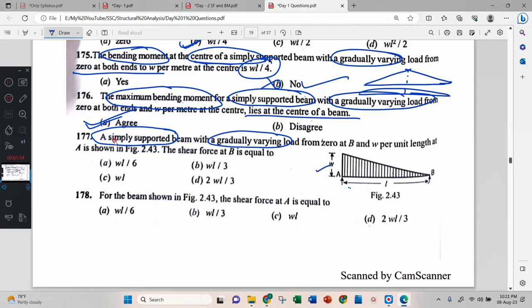The shear force at B is equal to... where the load is more, the reaction is more: WL by 3 here, WL by 6 here. The answer is WL by 6. For the beam shown, 2.43 is the same. The shear force at A is equal to WL by 3. Right.